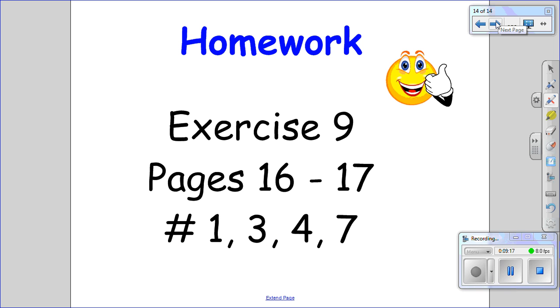And before tomorrow, or before the test at the very latest, you need to do exercise 9, page 16 to 17, number 1, 3, 4, and 7.